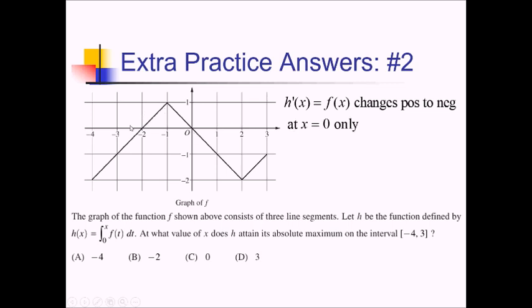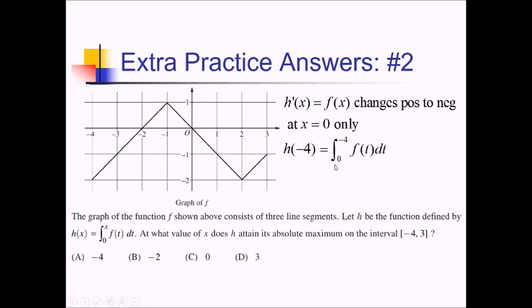There's another critical value at -2, but it's going to be a local min, so we don't need to really worry about that when we're finding the absolute max. So we need to test out x equals 0. We also need to test out -4 and +3, the other two endpoints. So let's go ahead and do h of -4. So that's the integral from 0 to -4 of f of t dt.